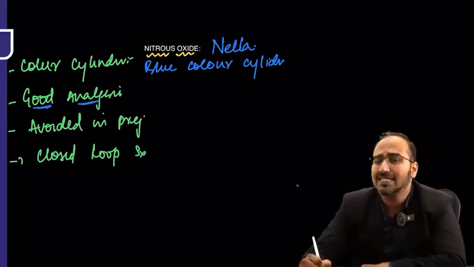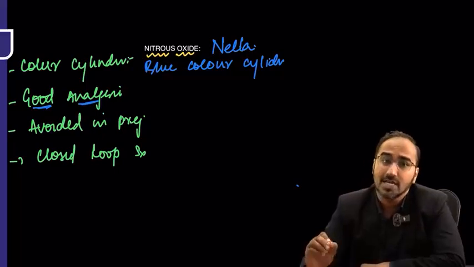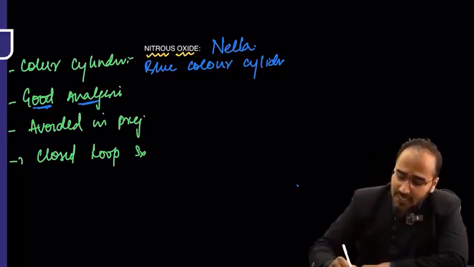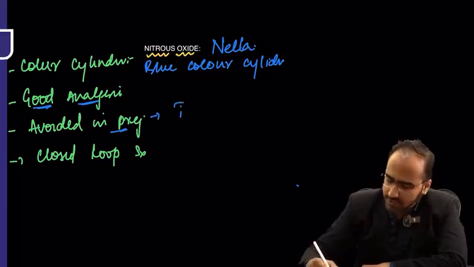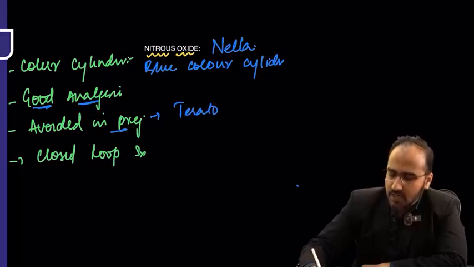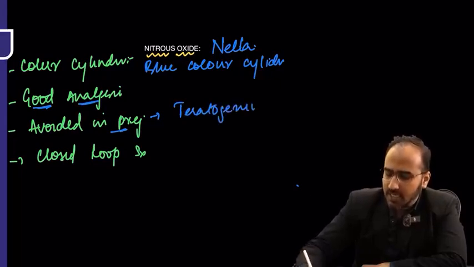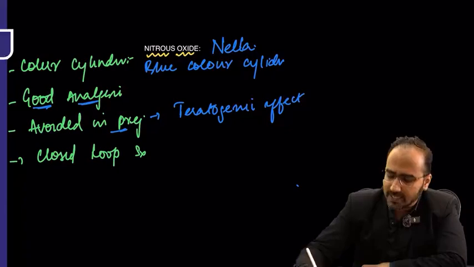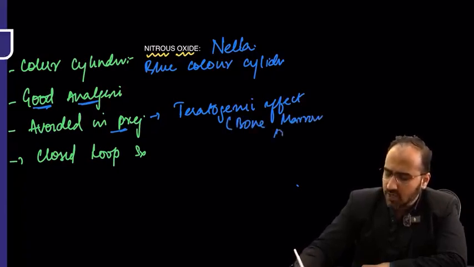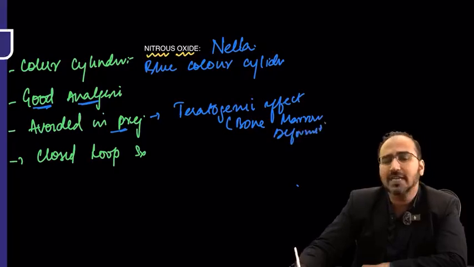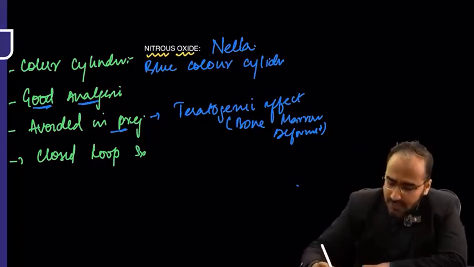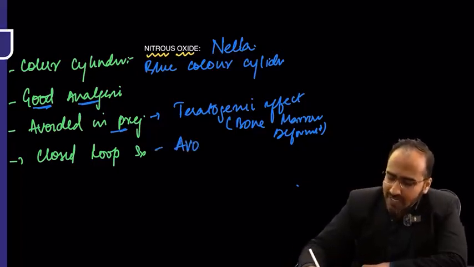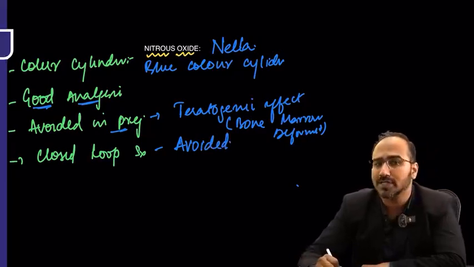But it is having some contraindications, such as you should never give nitrous in pregnancy. Why? Because it can cause teratogenic effects in the fetus, such as bone marrow deformities. Apart from that, what else we need to remember about nitrous? Nitrous is always avoided in closed loop surgeries. Why, sir? Why is nitrous avoided in closed loop surgery?